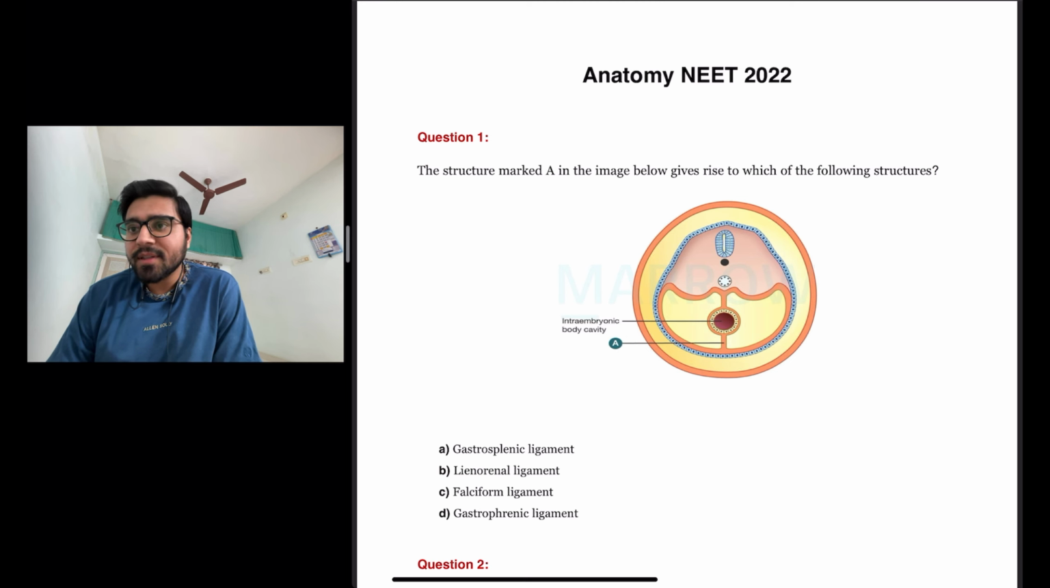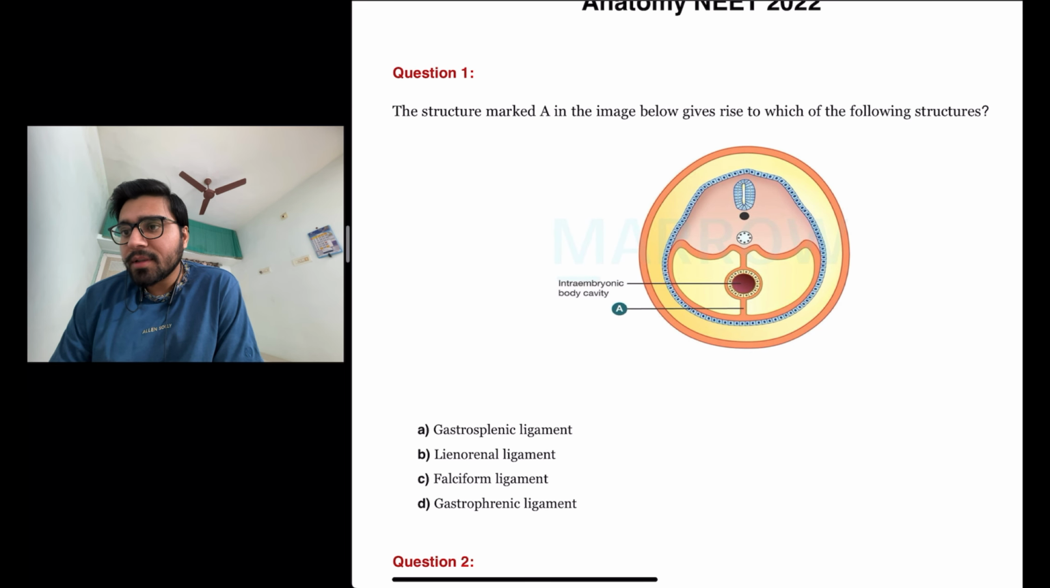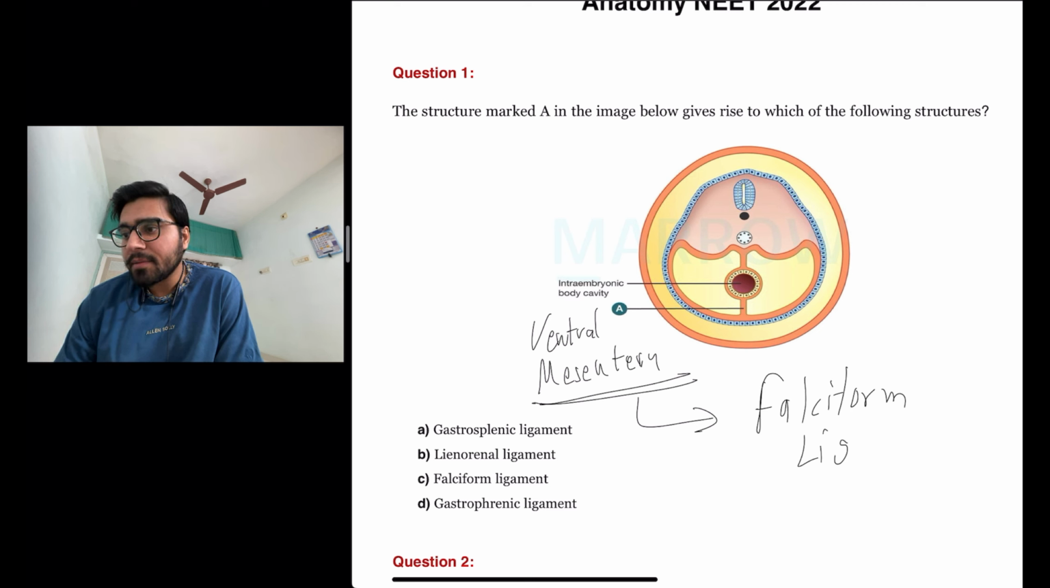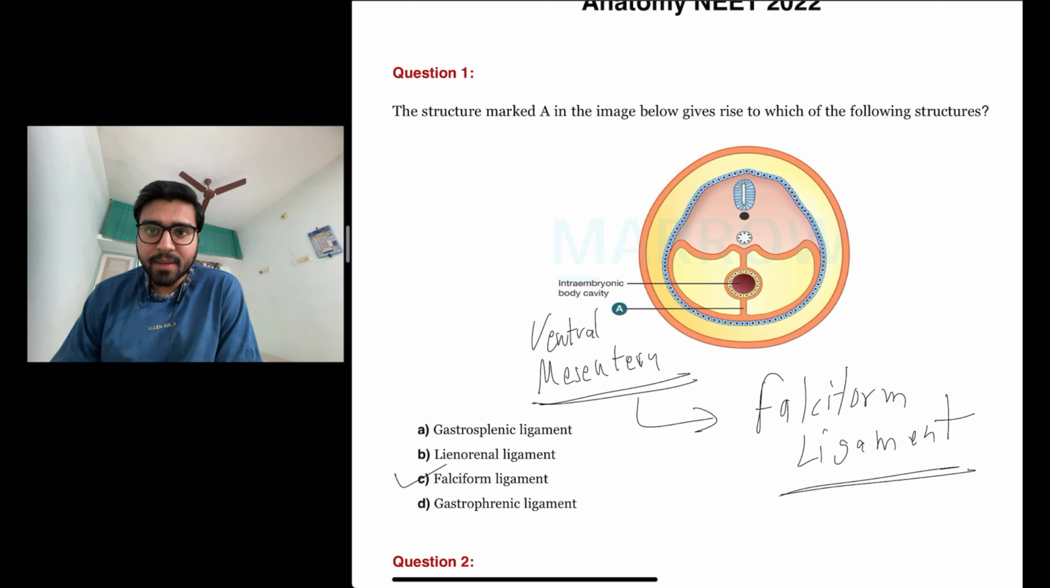The first question is: the structure marked A in the image below gives rise to which of the following structures? The structure here marked as A is known as ventral mesentery. And ventral mesentery makes one ligament that is known as falciform ligament of the liver. So the answer here is C, falciform ligament.